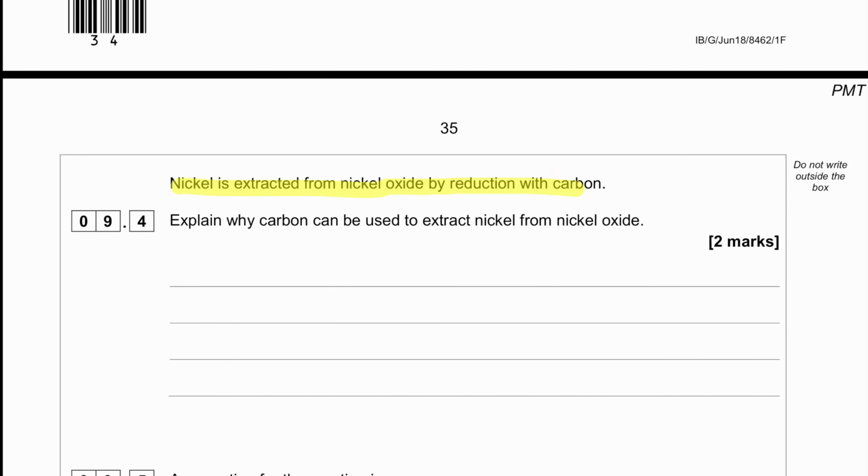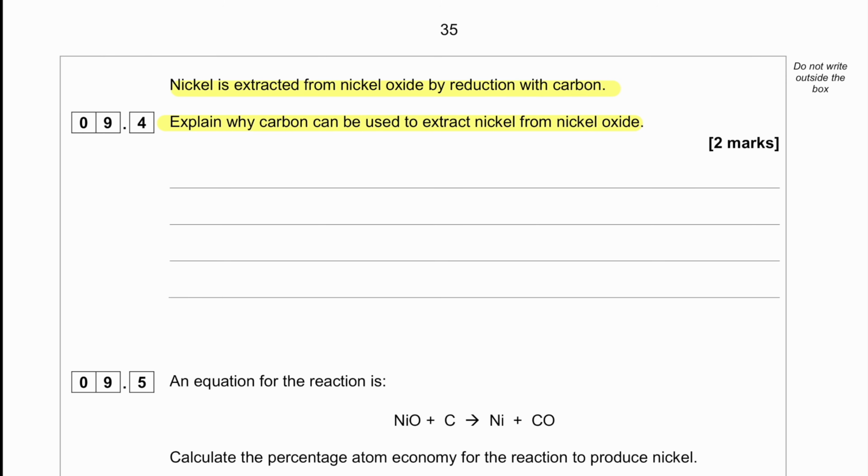Nickel is extracted from nickel oxide by the reduction with carbon. Explain why carbon can be used to extract nickel from nickel oxide. So why carbon? Basically the reason why we can use carbon is that carbon is more reactive than nickel. All right. So carbon will displace nickel from nickel oxide.